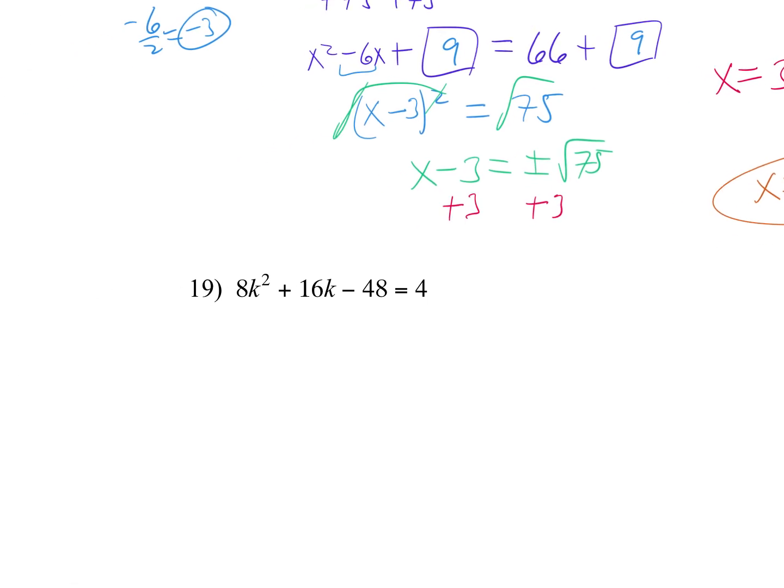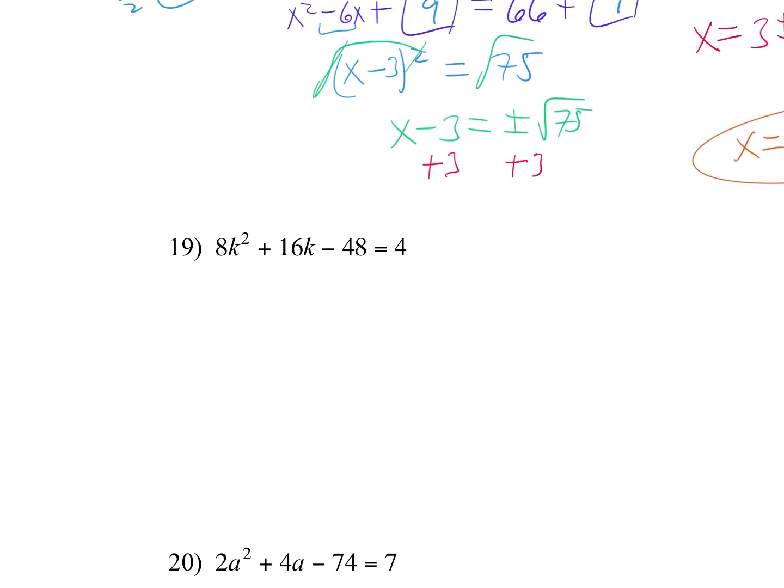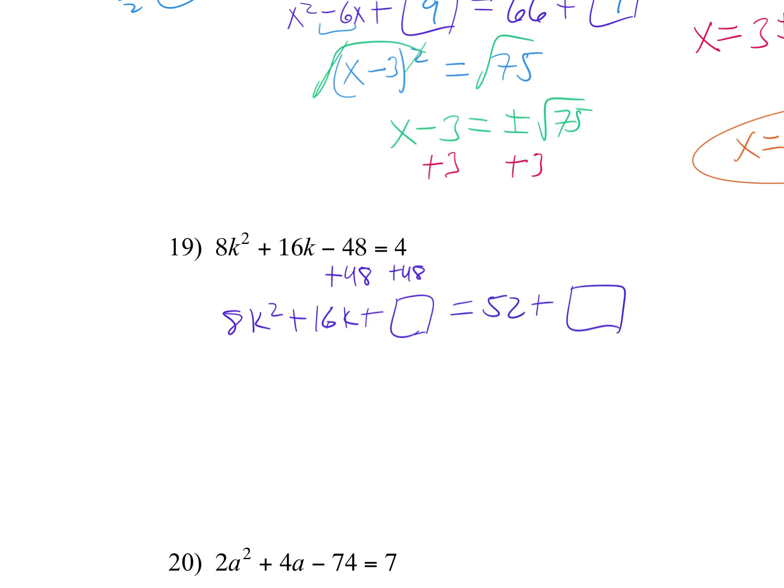And now the next one. Again, we want to get everything on one side, right? This one's a little bit different, but first let's get our constants on the other side. So plus 48 on both sides, then we get 8k squared plus 16k, right? And our little space, as always, right, equals 4 plus 48 is 52, again, plus our little space.